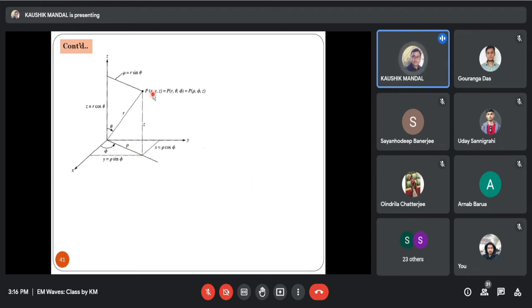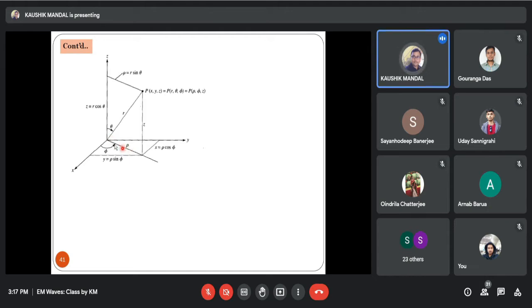In this particular figure, this is the generalized figure to combine all the coordinate systems, that is Cartesian, cylindrical, and the last one, spherical. In Cartesian, we represent the point P by x, y, z. In spherical, we represent it by r, theta, phi. In cylindrical, we represent it by rho, phi, z. This is the line joining the point to the center of the coordinate system, so it is r.